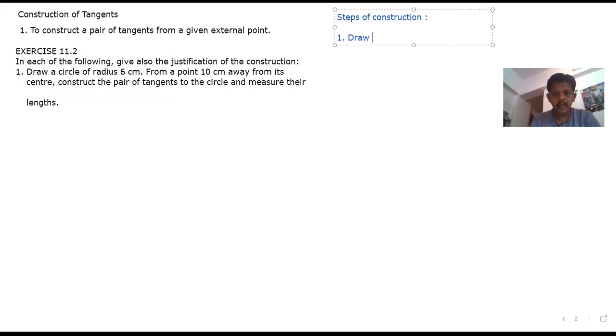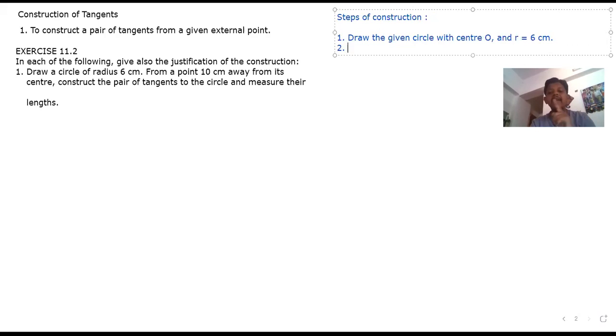Number one, draw the given circle with center O and radius equal to 6 centimeters. Simple, we have to draw a circle of 6 centimeter radius. Now, they are saying a point 10 centimeters away from the center. Means from O there is a point 10 centimeters away. So write, draw a line OP equal to 10 centimeters. Simple, draw a line OP of 10 centimeters.